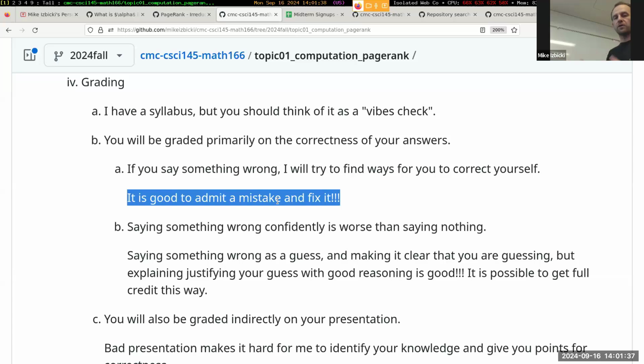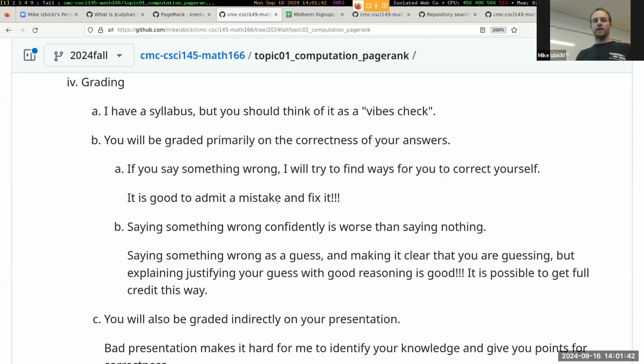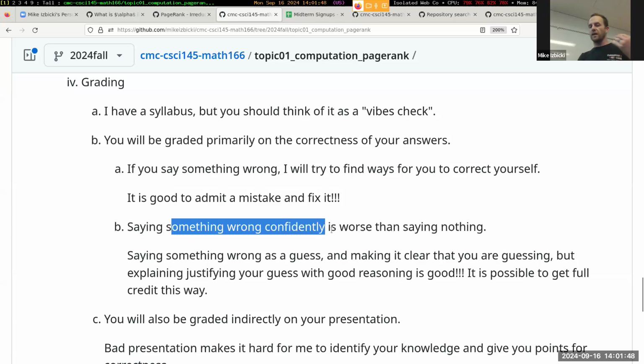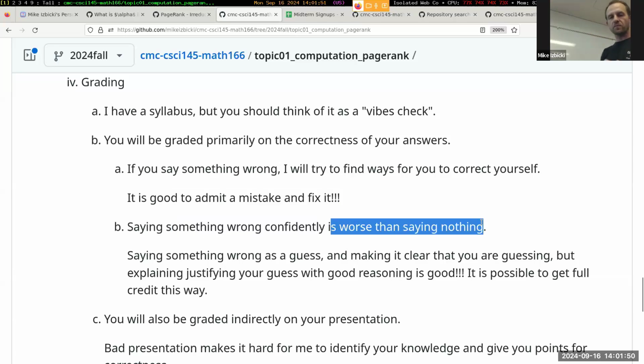If you see a mistake that you've made and you fix it, then you definitely do not lose any points for that. That's only a good thing, to find a mistake and fix it. But if you do say something wrong confidently, that's worse than saying you don't know. So make sure not to say things wrong confidently.